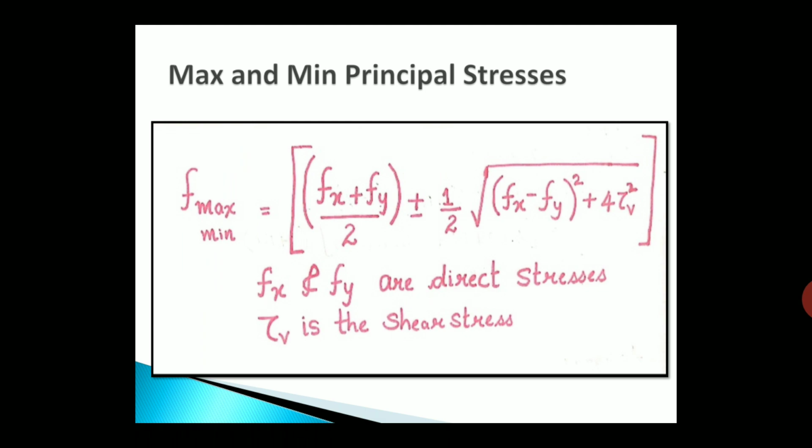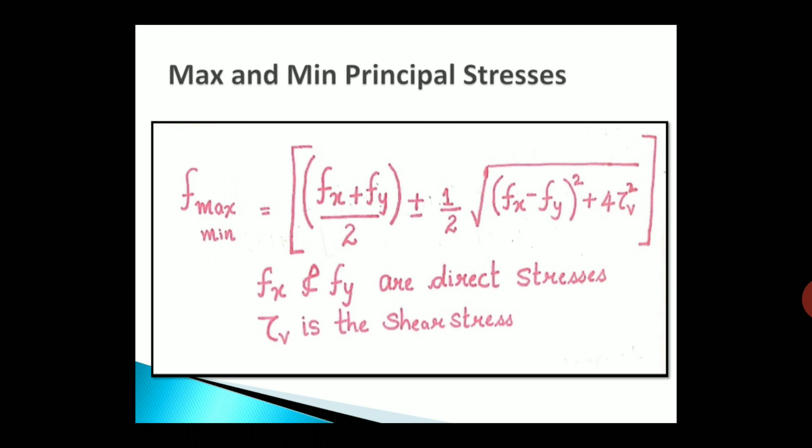The formula for finding the maximum and minimum principal stress goes like this: F maximum or minimum is equal to Fx plus Fy divided by 2, plus or minus half into square root of Fx minus Fy the whole square plus 4 times tau v square, where Fx and Fy are the direct stresses and tau v is the shear stress. So using this relationship we will find the maximum and minimum principal stresses.